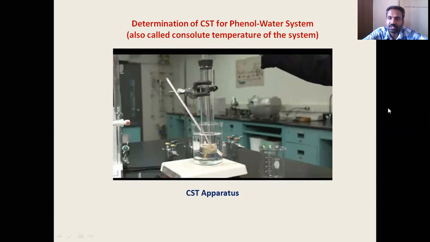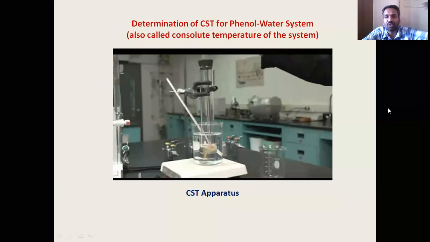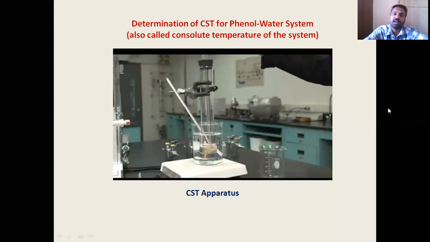The cork has two holes. Through one hole you have a thermometer, through another hole you have a stirrer. You have to take different volumes of phenol and water in this boiling tube, put it in a water bath, and find out the temperature of the water bath using a thermometer. Keep heating and stirring this. At one point, you see turbidity disappears.